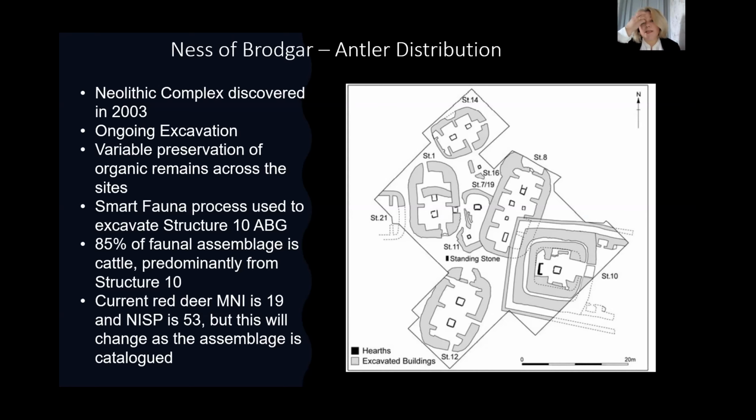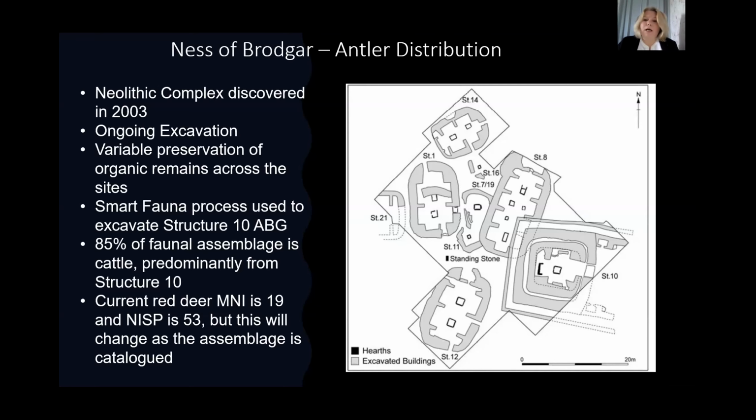One of the issues with the Ness is that there is variable preservation of organic remains across the site. And obviously this needs to be taken into account when we're looking at the faunal assemblages. For instance, when I was looking at some of the deer bones coming out of structure 8, beautiful honey-coloured long bones were coming out of the trenches within feet of bones that just look like mud. So we have this very localised preservation.